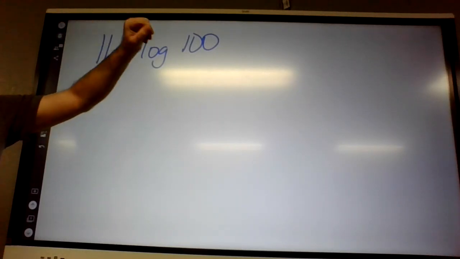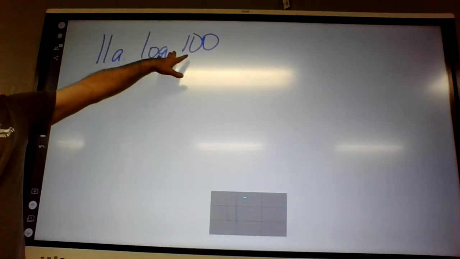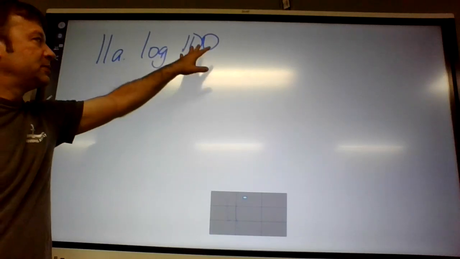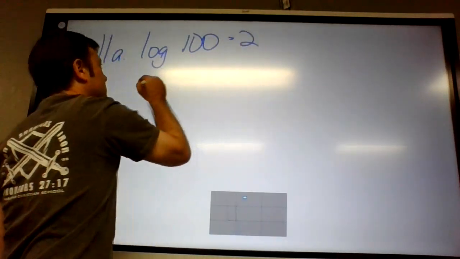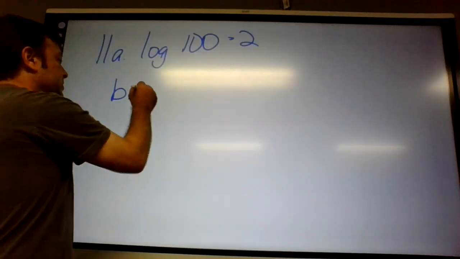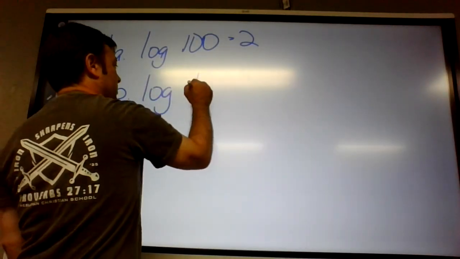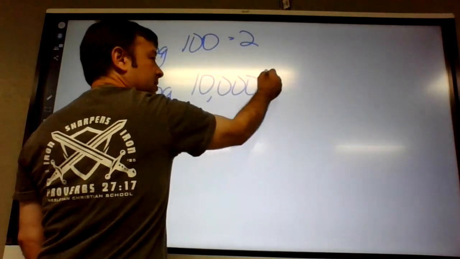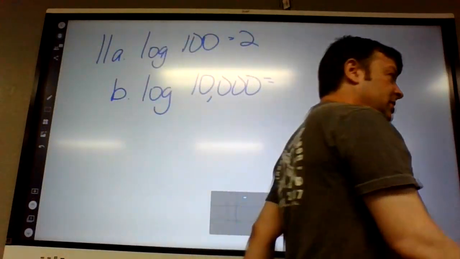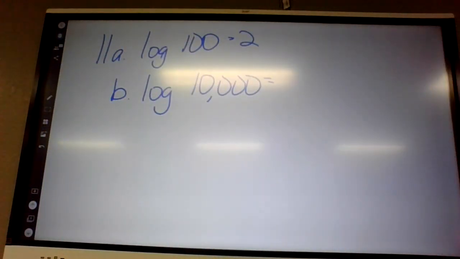Eyeballs up here. 10 to the what equals 100? 2. 10 squared is 100. So if they do common logarithm of 10,000, 10 to the what is 10,000? Four. Four, yeah. Each time you log.